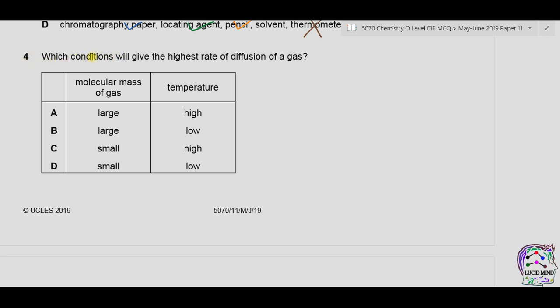Question 4. Which conditions will give the highest rate of diffusion of a gas? First thing is the molecular mass of gas, second thing is the temperature. Now we know that rate of diffusion is directly proportional to temperature because temperature increases kinetic energy of the molecules, and when kinetic energy becomes high, diffusion also takes place faster. It means that at higher temperature, highest rate of diffusion will take place.